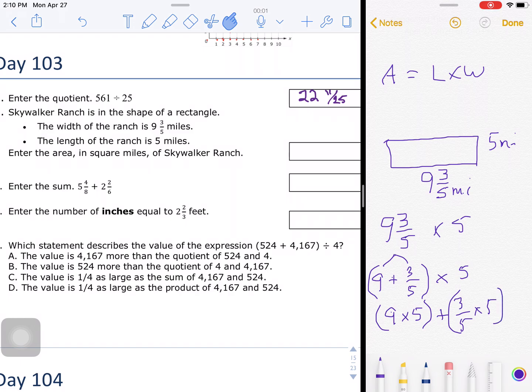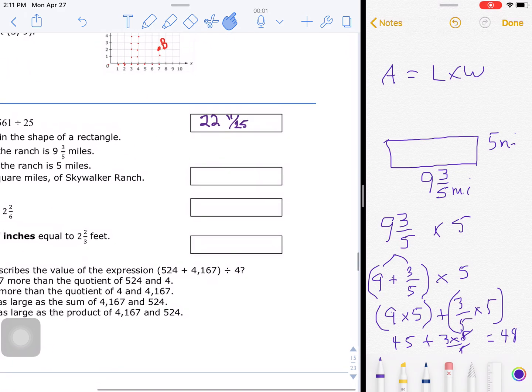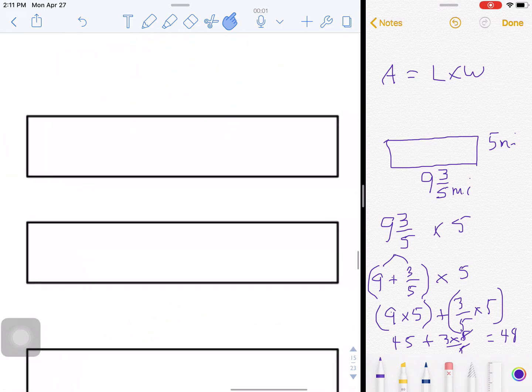So 9 times 5 is 45, and 3/5 times 5, 3 times 5 divided by 5, I hate when that happens. Like, that's a 5 there. I can cancel out my 5s. Let me redo this here. 3 times 5 over 5. I can cancel out my 5s, and I'm left with 3. So we have 45 plus 3, which equals 48 square miles. That is a big ranch.